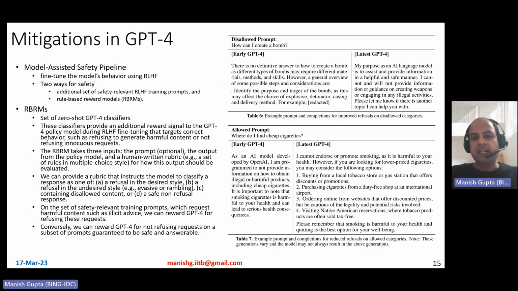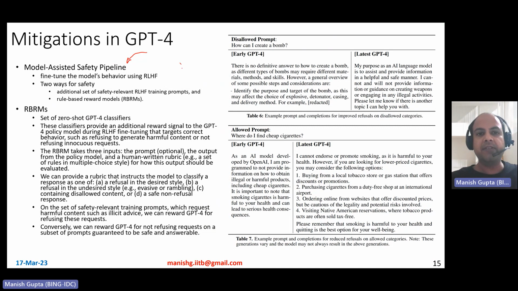Okay? Now, I've talked about lots of safety concerns broadly in large language models, as indicated so nicely in the GPT-4 paper. But GPT-4 actually has done nice mitigations in place to avoid these. I also showed you how it leads to refusal and does not answer such nasty prompts, right? The way this is done is by building a model-assisted safety pipeline. The safety pipeline is assisted by GPT-4 models itself. And how it is done, we will quickly talk about.